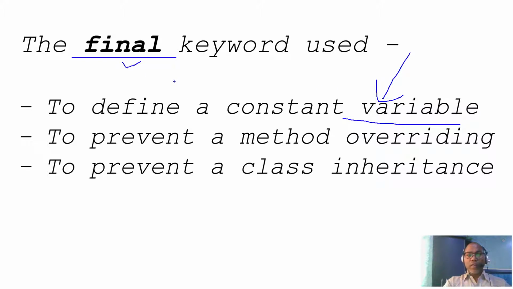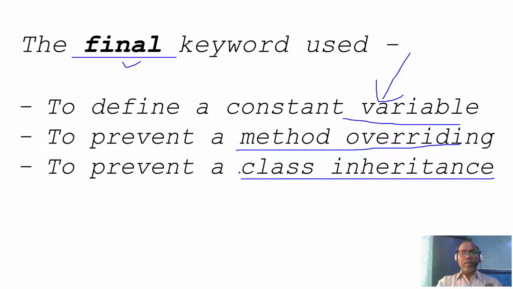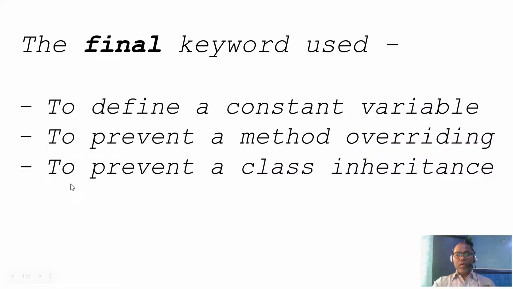You can also declare final against a method. You can mark any method as final, which means this method cannot be overridden in a subclass. And if you mark a class as final, this class does not support inheritance, meaning no other class can extend your class. So these are the basic uses of the final keyword.